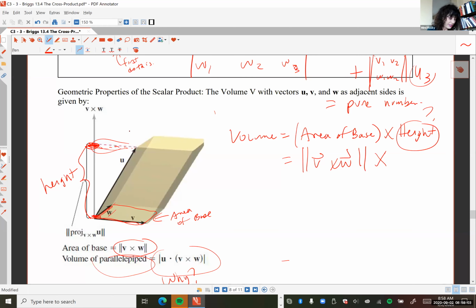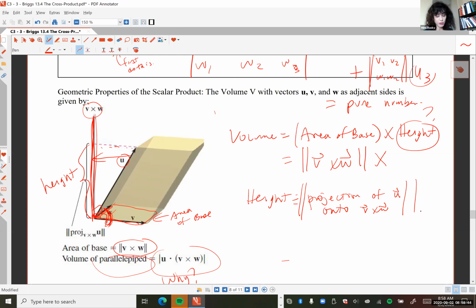Well, the claim is that you're going to have to project U onto the cross product, if you will, of V cross W. If you use the right hand rule, so there's your right hand, your V cross W is perpendicular to both V and W. So you want to project the U vector. So here's the height, people. It's the magnitude of the projection of U onto V cross W, and then take the magnitude of that projection.